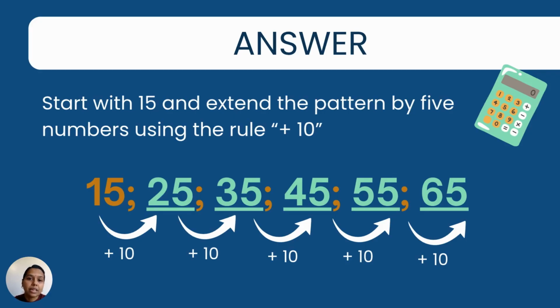So can you see the pattern had started with 15, and we added 10 for 5 different spaces. So 5 numbers needed to be filled. So when we added 10 each time, these are the results we had. So this is the pattern showing a rule of plus 10 starting with the number 15. I hope that makes sense to you.